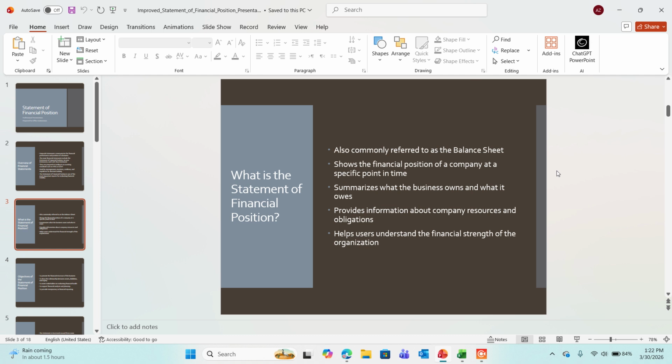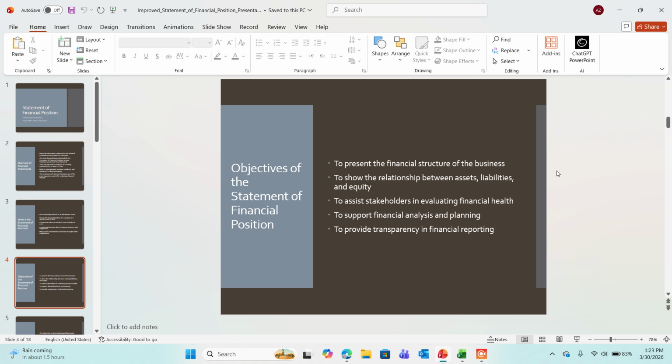What is the statement of financial position? The statement of financial position, also known as a balance sheet, shows the financial position of the company at a specific date. It answers two key questions. What does the company own? What does the company owe? Unlike the income statement, it is not prepared for a period but for a single point in time. It helps users assess whether a company is financially stable and capable of meeting its obligations. It provides information about company resources and obligations, and helps users understand the financial strength of the organization.